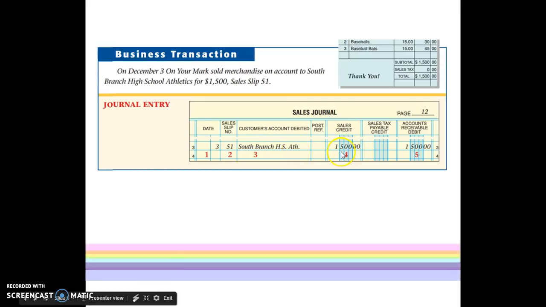And then we can start putting in the numbers for the sale. In this case, we have a sales credit of $1,500. The high school is tax exempt. No tax is going to be charged for this sale, meaning that our customer, South Branch High School Athletics, is going to be charged $1,500 to complete the sale.